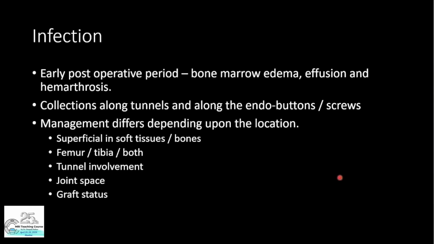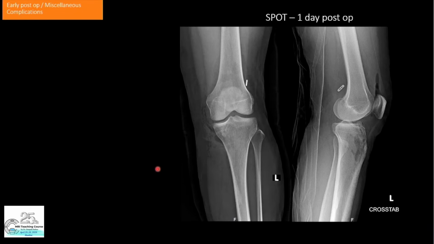First of all, you need to have a very strong pathological parameter backup to call that as infection, because in the early post-operative period, you can have bone marrow edema, a little bit of effusion, a little bit of hemarthrosis. If you see collections in the femoral and the tibial tunnels, then you know that you are dealing with some kind of an infection. And as radiologists, we are supposed to tell them whether the infection is limited to the superficial soft tissues or whether it has already started going into the bones, whether the femoral side is affected, whether the tibial side is affected, because if both the sides are affected, then obviously the graft needs to come out.